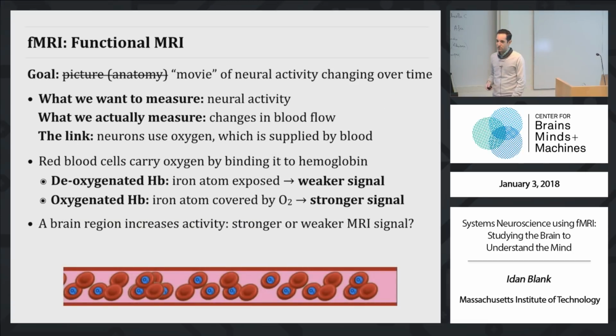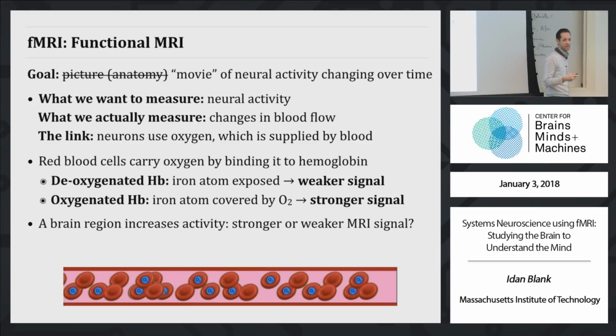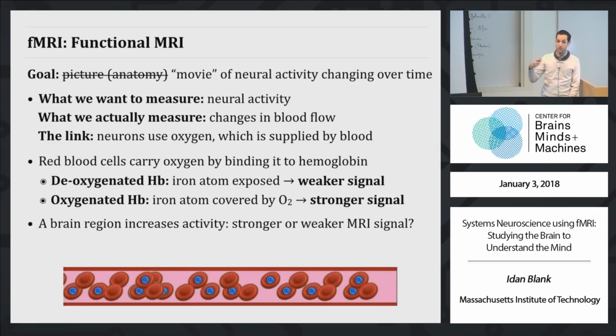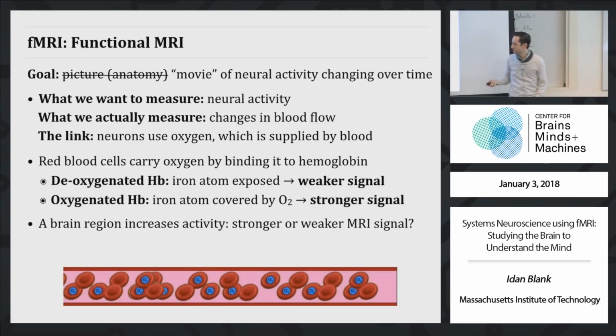And the reason you get a stronger signal is that the body overcompensates when the brain uses oxygen. So whenever a brain region is active and the neurons are firing and they need more oxygen, the body sends much more oxygen than is actually needed for that region. And so the oxygen exceeds the metabolic demands of that region, and so we end up having more oxygenated hemoglobin and less deoxygenated hemoglobin.